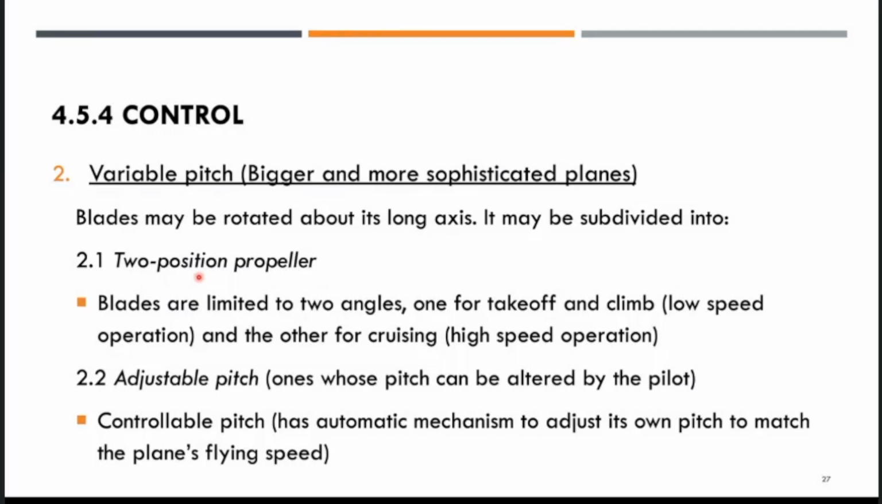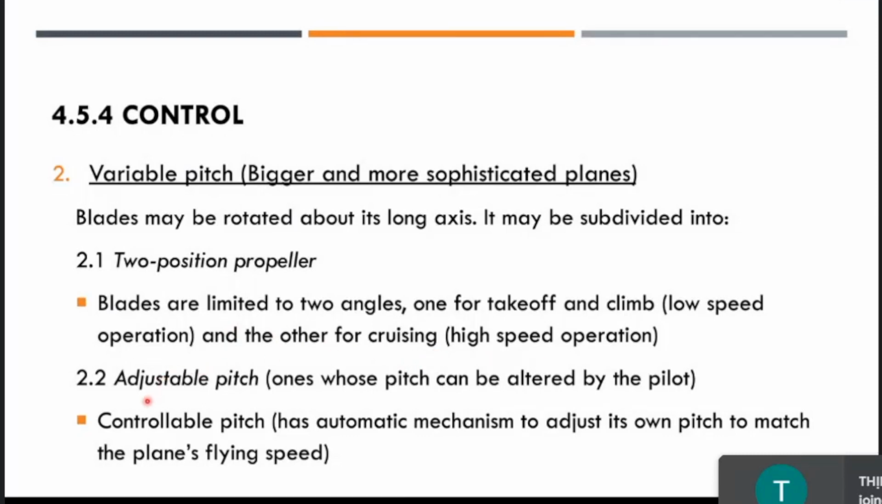One is the two-position propeller, where the blades are limited to two angles. It can be changed into one angle, maybe 30 degrees, and the other probably 45 degrees, or other angles. One is normally used for takeoff and climb for low speed operation, and the other for cruising, where you want to have high speed operation.